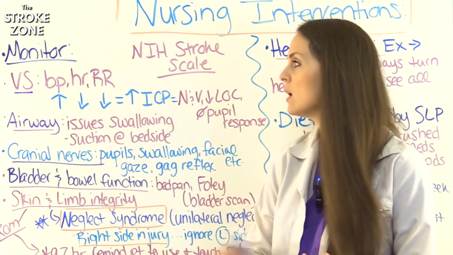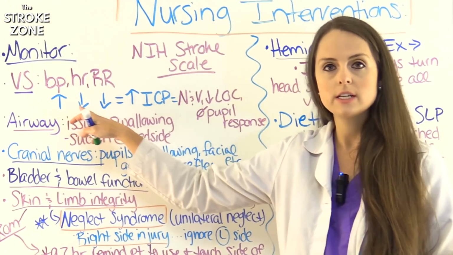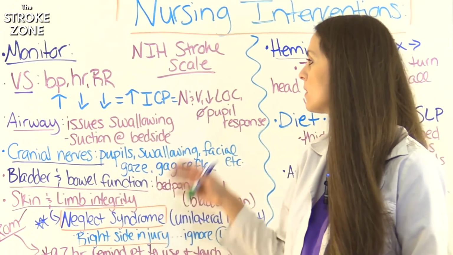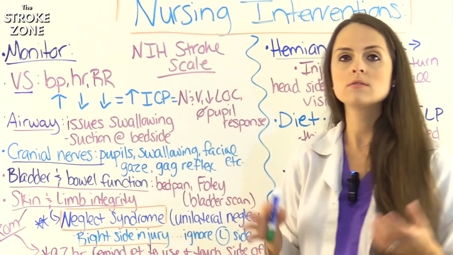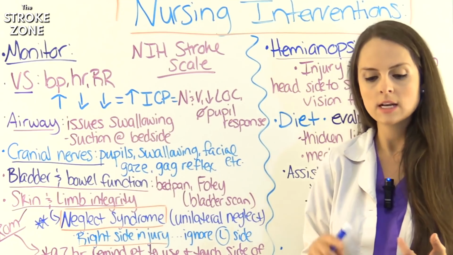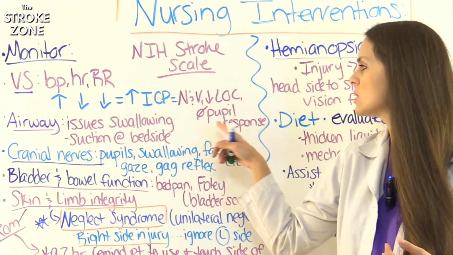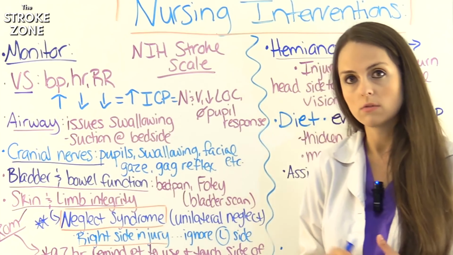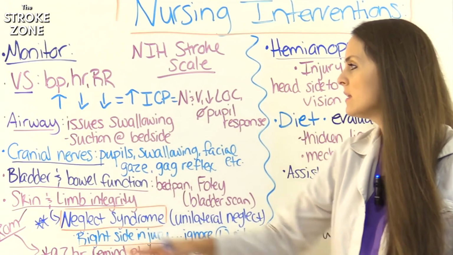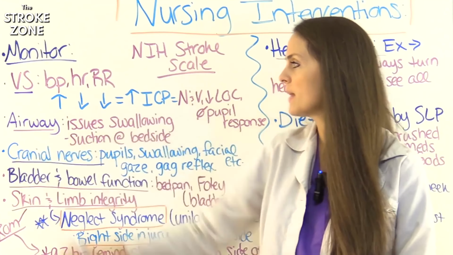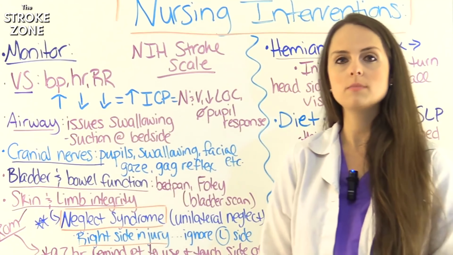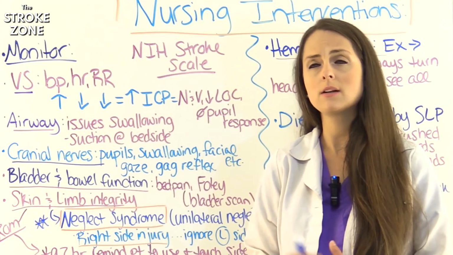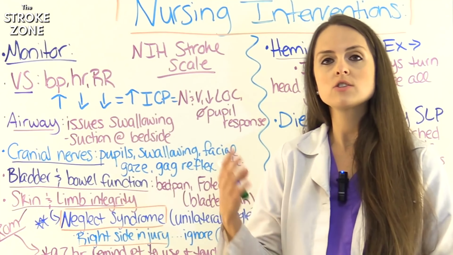And that can present with an increased blood pressure, decreased heart rate, decreased respirations. The patient can also suddenly start having nausea and vomiting. Their level of consciousness can change, and their pupils will not respond at all. So you want to be looking for all that. Another thing is you want to be monitoring that airway very closely, because remember, they're going to have issues, depending on what type of stroke they've had, with swallowing.